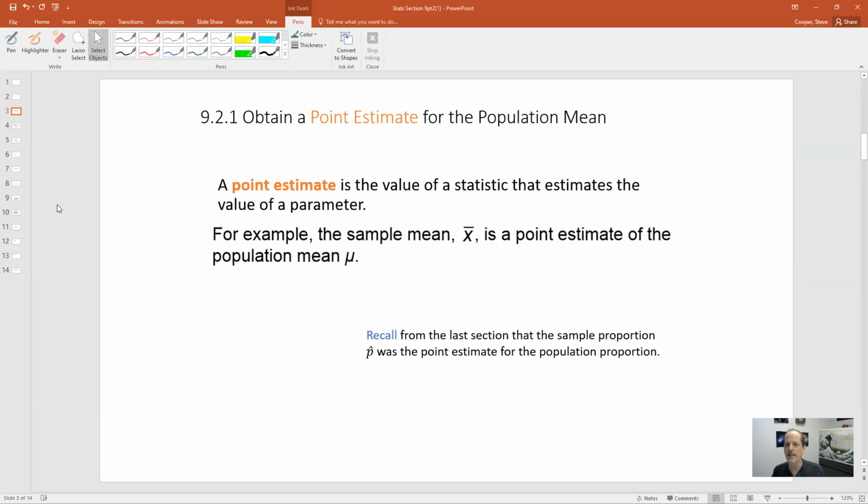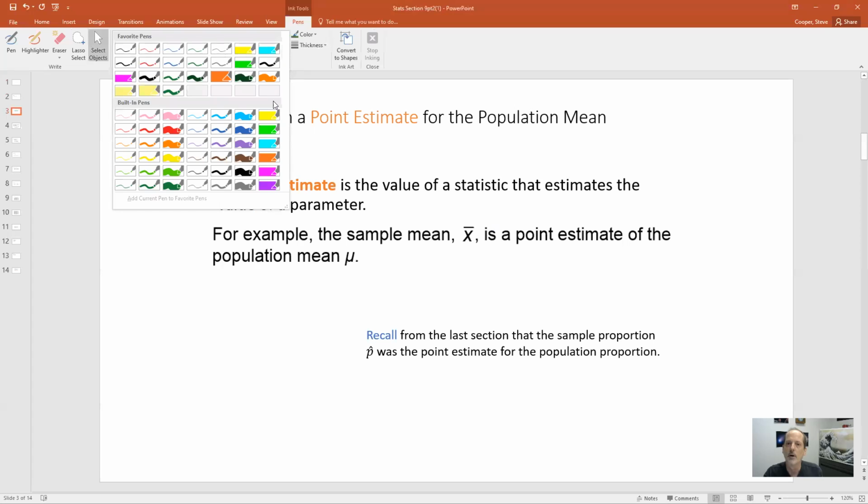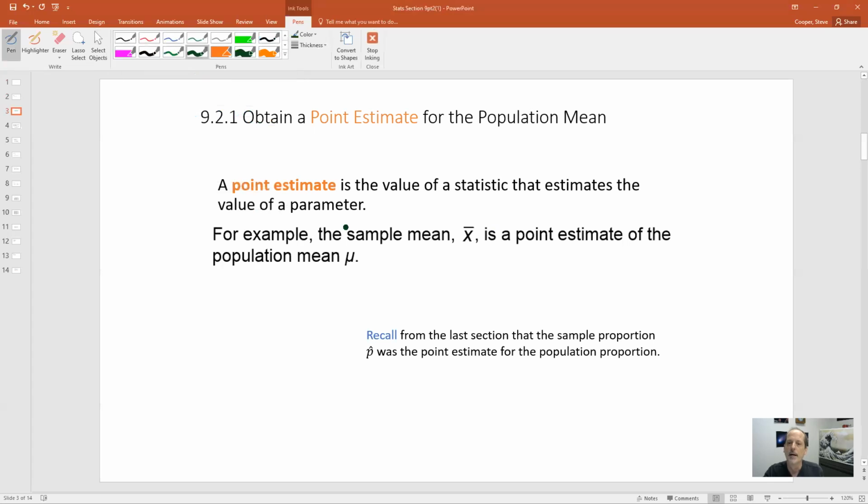Okay, so back to the point estimate. Remember, the underlying parameter for which we're producing the statistic is the population mean, mu. We get a sample of size n, and we calculate an X bar based on that sample, and what it's trying to estimate is the underlying population mean.